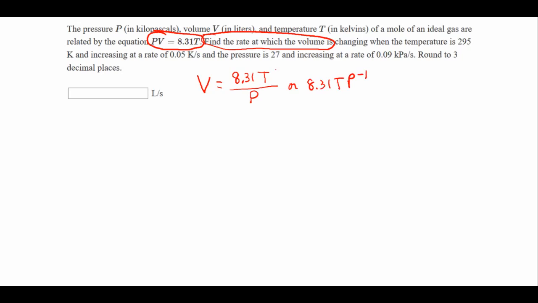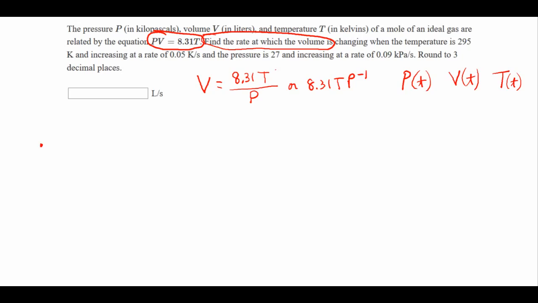So we can do a little tree diagram to help guide us in what we need. We're assuming that we have the pressure as a function of time, lowercase t, and the volume as a function of time, and the temperature as a function of time. Now, don't confuse the capital T's and the lowercase t's. Capital T temperature, lowercase t time.